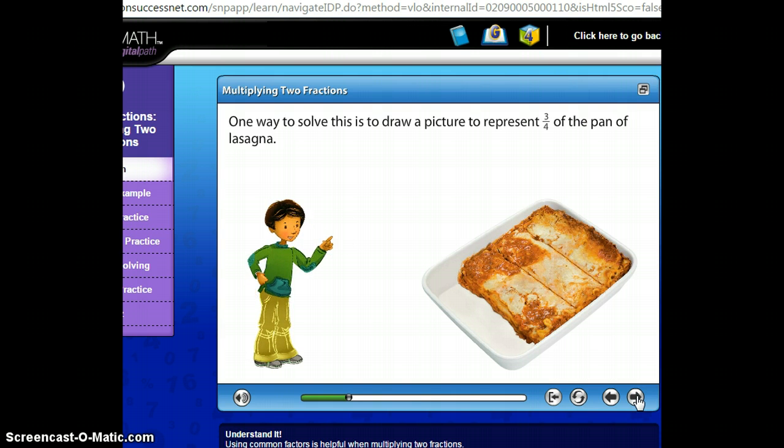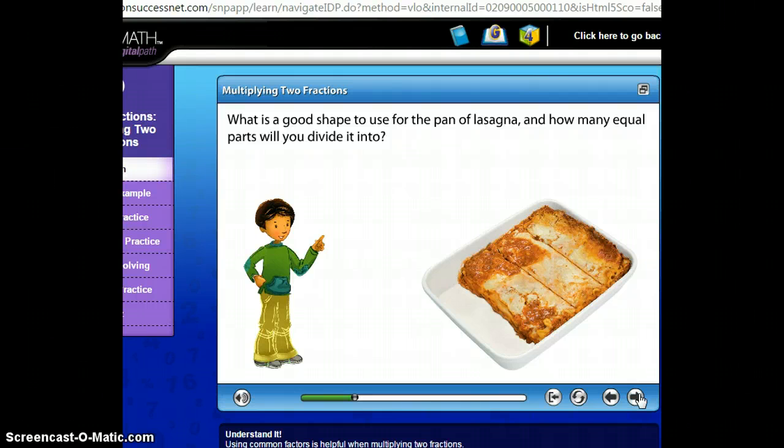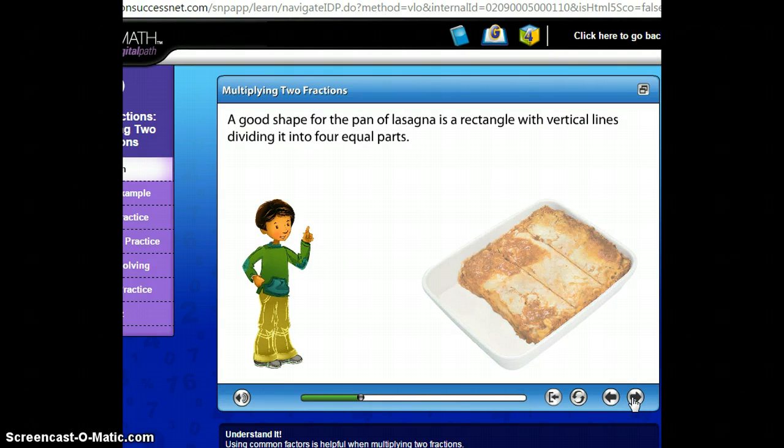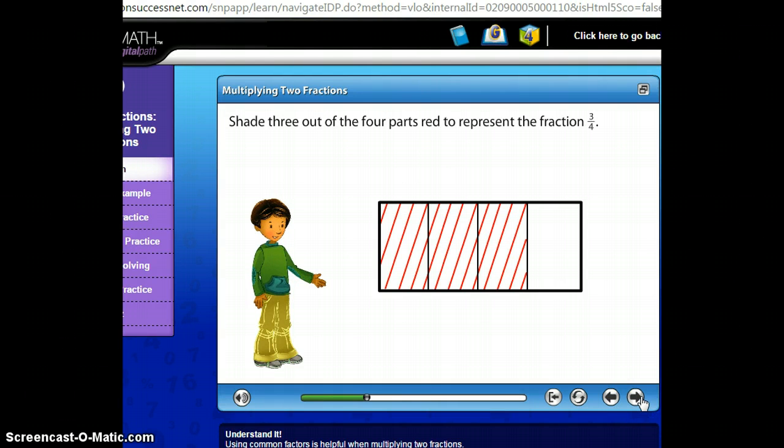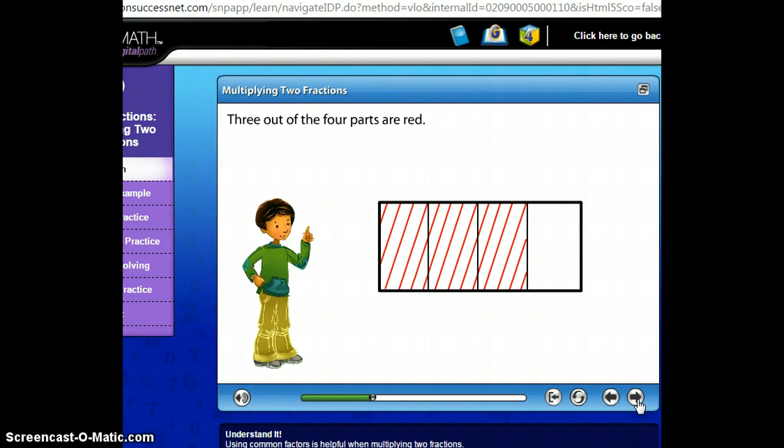One way to solve this is to draw a picture to represent 3/4 of the pan of lasagna. And here we have a picture. You see that this was 1, 2, 3, 4 sections, and now we only have 3 of them left. What is a good shape to use for the pan of lasagna? And how many equal parts will you divide it into? A good shape for the pan of lasagna is a rectangle with vertical lines dividing it into 4 equal parts. Shade 3 of the 4 parts red to represent the fraction 3/4. So this is how much they had to start out with. 3 out of the 4 parts are red.